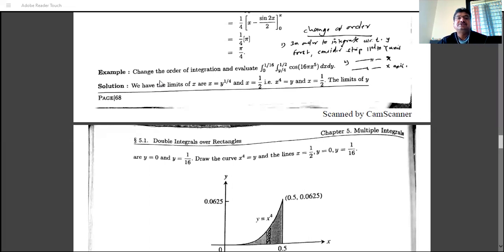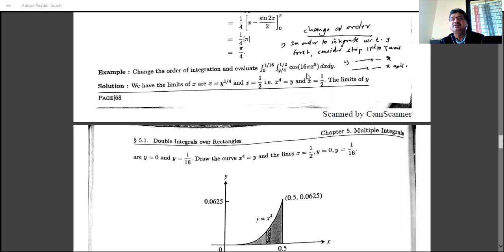Next problem is change the order of integration and evaluate. The integral from 0 to 1/16, y^(1/4) to 1/2 of cos(16πx^5) dx dy. So what are these limits? The limit on x is y^(1/4) to 1/2, and now we have to change the order, which means we have to integrate with respect to y first.